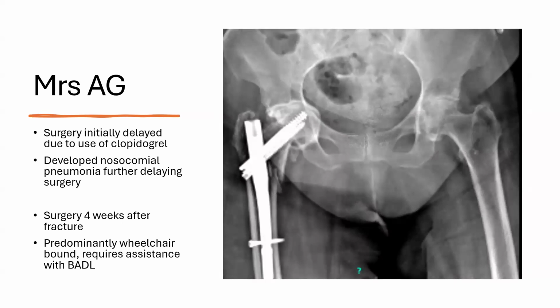So unfortunately for Mrs. AG, her surgery was initially delayed due to the use of clopidogrel, and then it was further delayed because she developed a nosocomial pneumonia in hospital. So she eventually did have surgery 4 weeks after being admitted. And so now, from a patient who was in independent living, she's now predominantly wheelchair bound, and she requires assistance with even the basic activities of daily living.